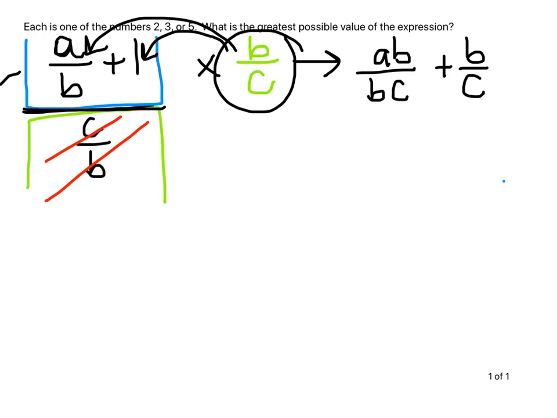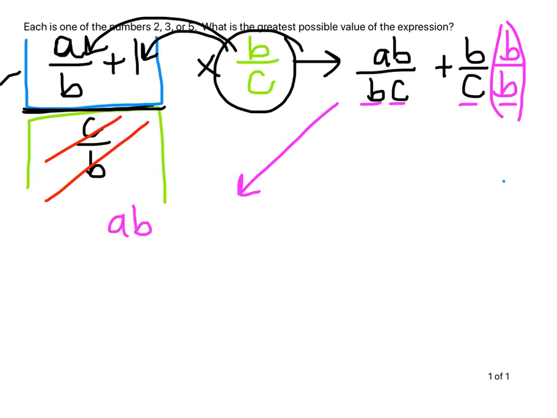Now, notice if we multiply the second fraction by b over b, which would be equivalent to 1, we would then have a common denominator and we could add the entire fraction up as one fraction and solve it that way. So let's go ahead and do that. So we're going to multiply this side by b over b so that we can have a bc denominator. That gives us AB plus b squared over bc as our fraction.